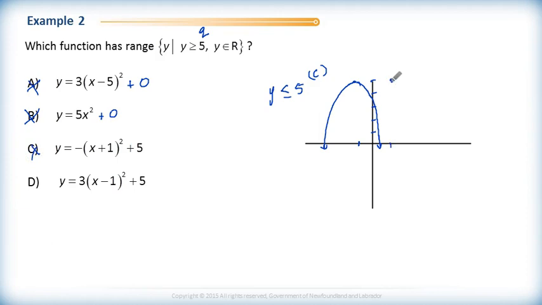Option D has vertex at (1, 5). And it has a +3 in front of the bracket, so it opens up. So it looks like this one has the correct range, y is greater than or equal to 5.